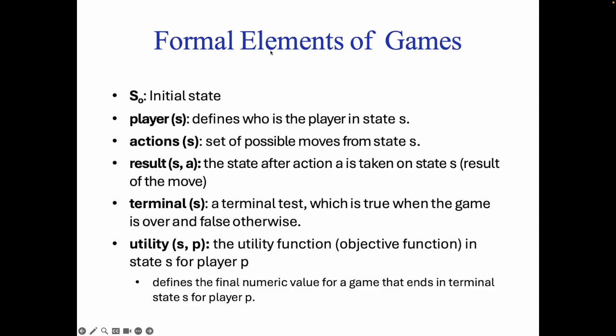So there are some formal elements of games. I apologize for the boring slides so far. I try to also include some examples here, but first we have to know the terminologies, right? We have to know what I mean by the actions, result, and terminal state. We start from the initial state S, and then we have a set of players. Here we mostly focus on two-player games, okay? We define who the player is in a state S, and then we have a set of actions, which are the possible moves that we can make from each state.